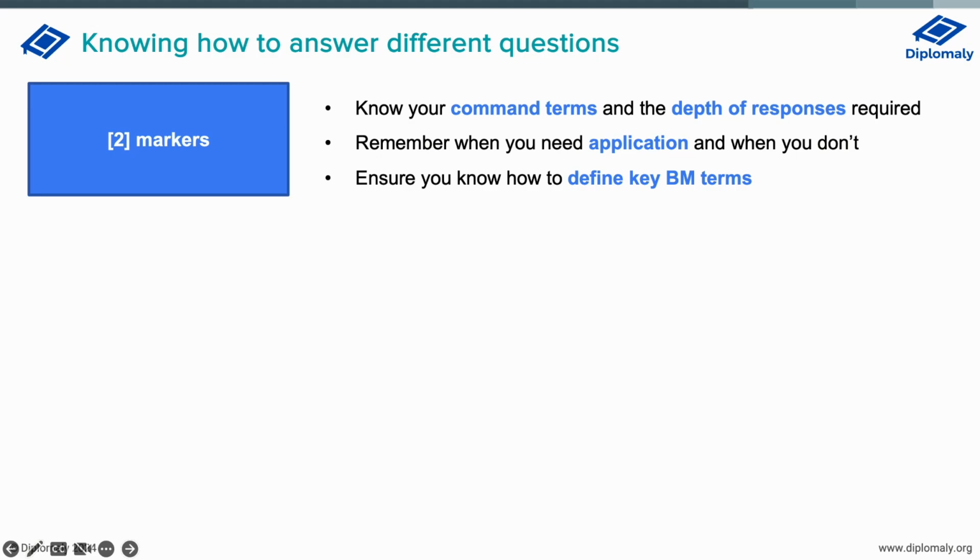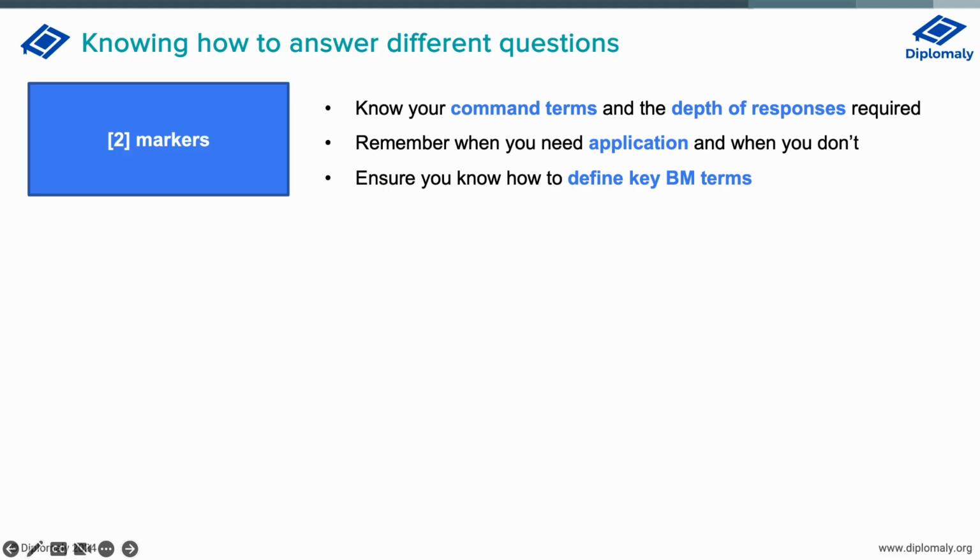For example, command terms such as state and identify only need a few words to score full marks, while a command term like describe requires a full paragraph. You end up saving yourself a lot of time here, which you can use on other longer responses as a result.